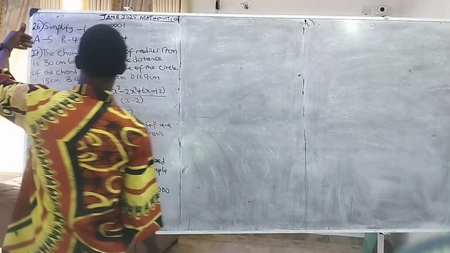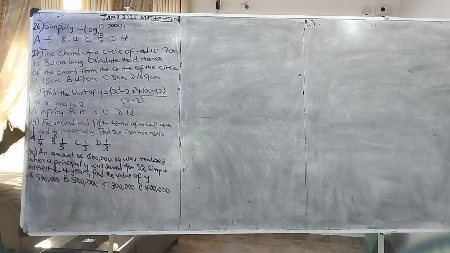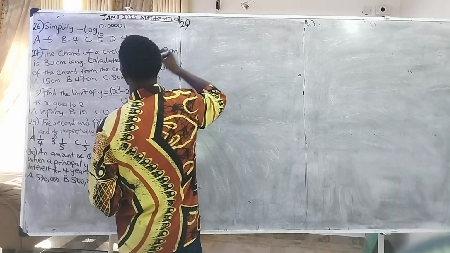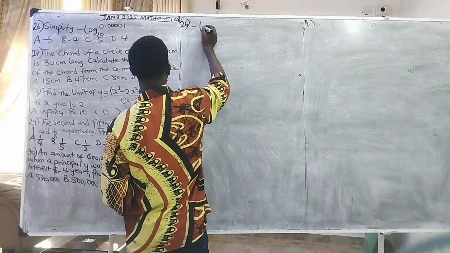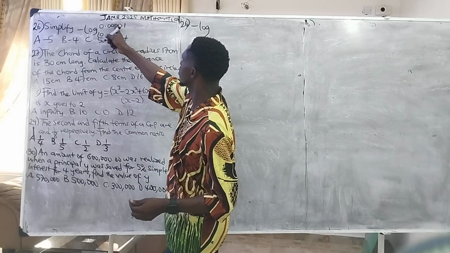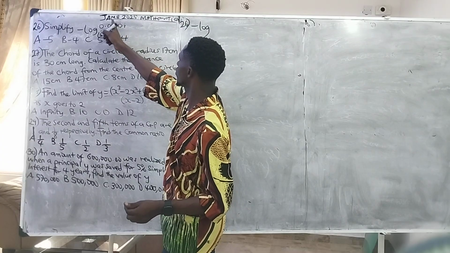Okay, we have from number 26 to number 30, still on JAMB. JAMB Mathematics 2025 questions. So let's start from number 26. We have: simplify minus log 0.00001. So this is 1, 2, 3, 4.